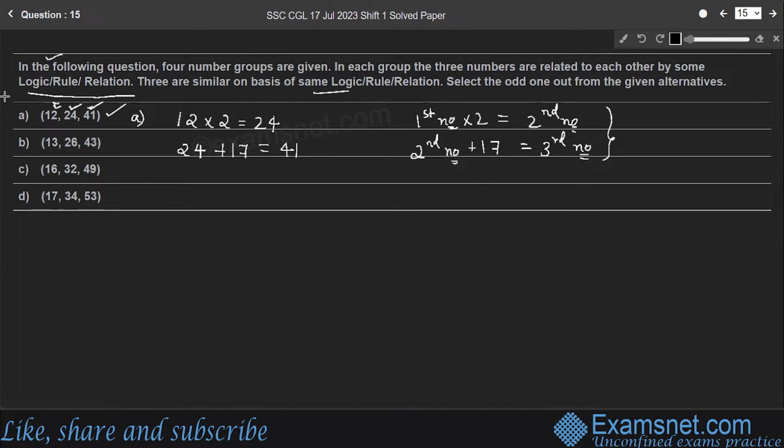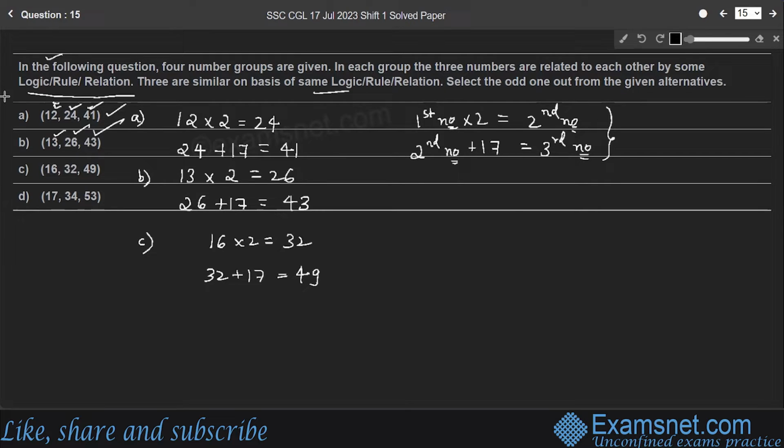So consider option B. Let us check whether option B follows the same logic or not. First number is 13, into 2 is 26, which is the second number. So it follows the same logic. And also second number plus 17 gives 43, which is the third number. Therefore, option B follows the same logic. So consider option C, in which 16 is the first number, into 2 is 32, which is the second number. And second number plus 17 is equal to 49.